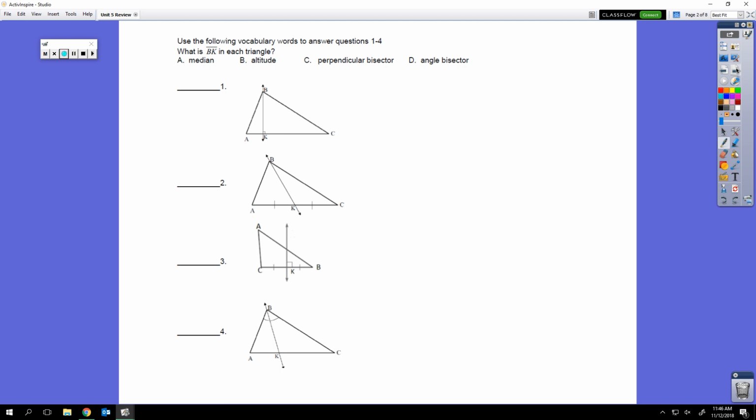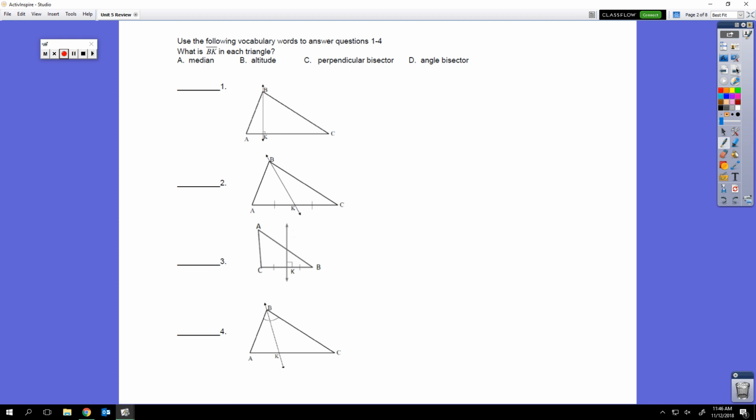A median comes from a vertex, and it splits a side in half. Okay, it's the middle. An altitude comes from a vertex, and it makes a 90-degree angle. A perpendicular bisector does 2 things. It makes the line perpendicular, and it also bisects, cuts the side in half. And then you can have an angle bisector, which cuts an angle in half.